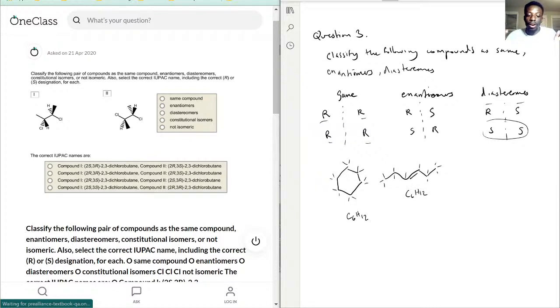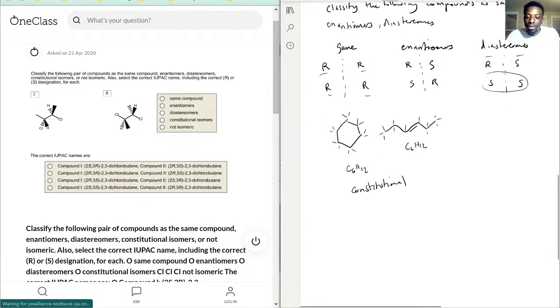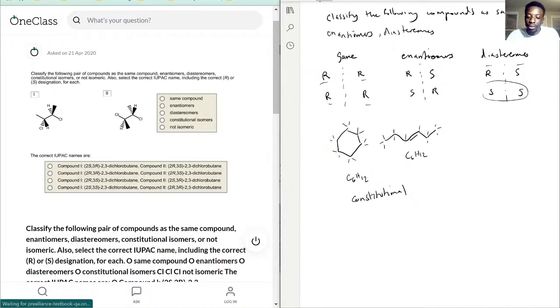These two are constitutional isomers. They're constituted of the same thing, but they're literally different. And last but not least, not isomeric, just different compounds. But we're focusing on those 5, okay? And now we're going to see 1 and 2.